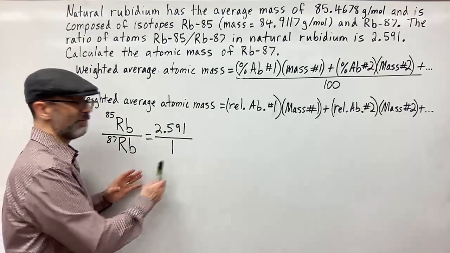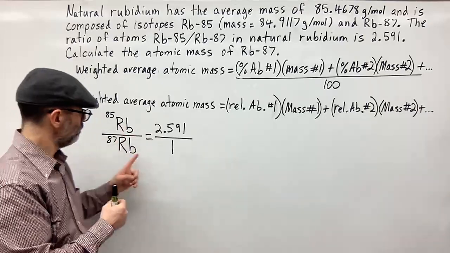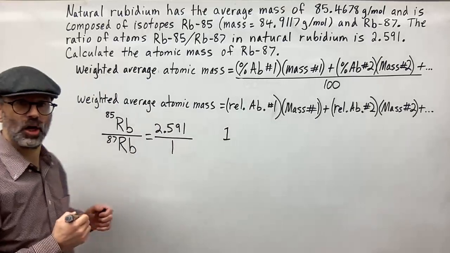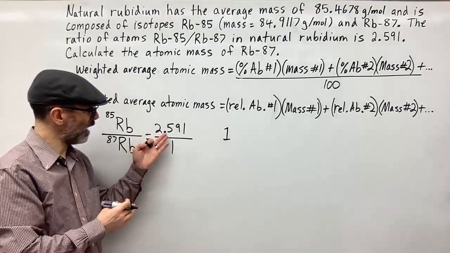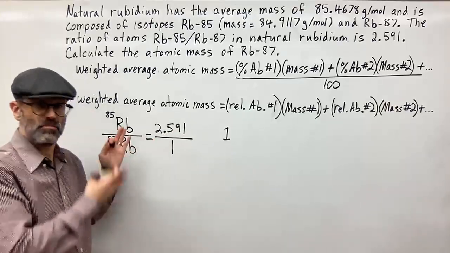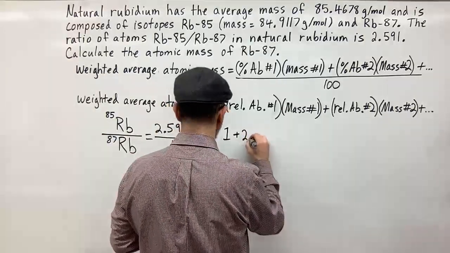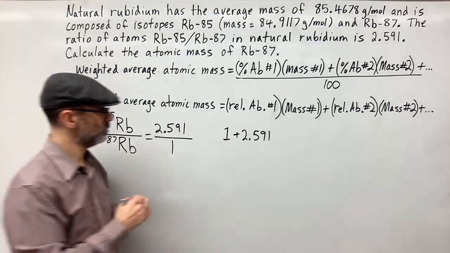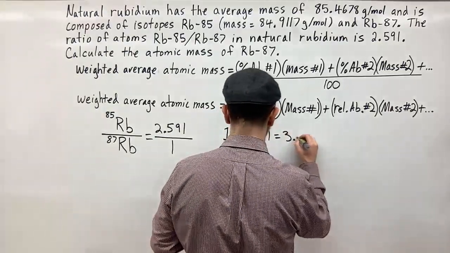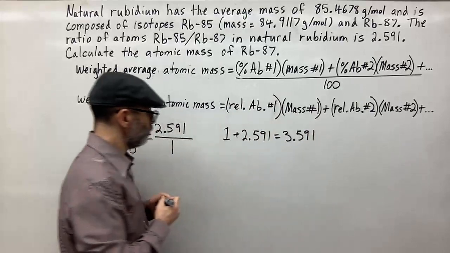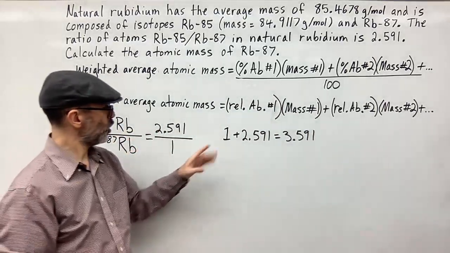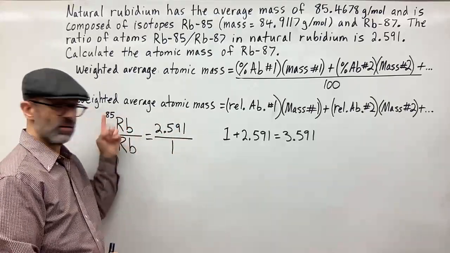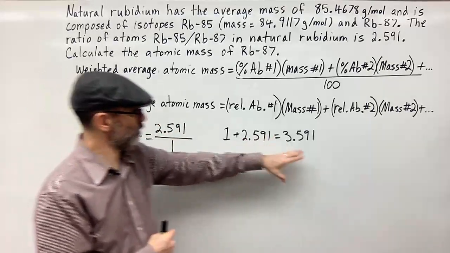Well, if I only had this amount, right? If I had one atom of rubidium-87, let's add this together. So let's say I have one atom of rubidium-87. Well, according to this fraction, I should have 2.591 atoms of rubidium-85. So I'm going to add that. 2.591 of those atoms. Well, what's the total? If I add these together, I get 3.591. So the fraction helps us get a total. So if I have one of these, then I must have this amount of this isotope here. So if I do, then I add those together and I get the total.